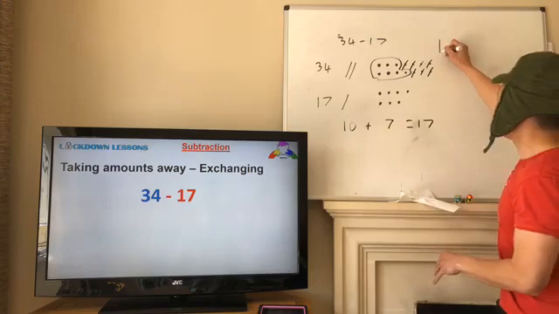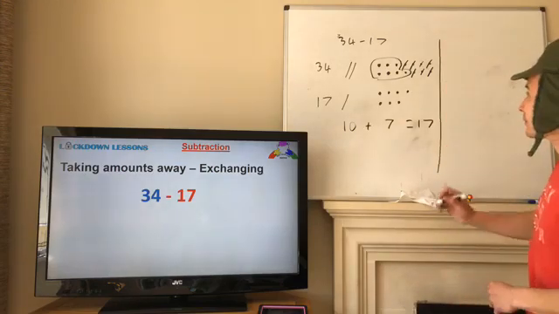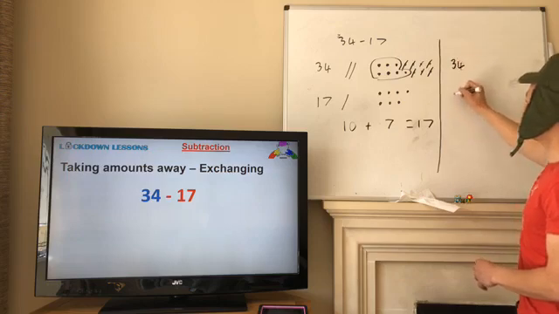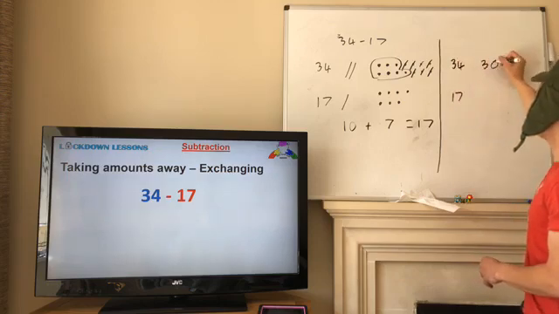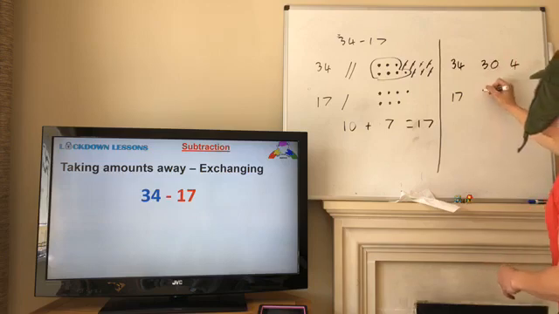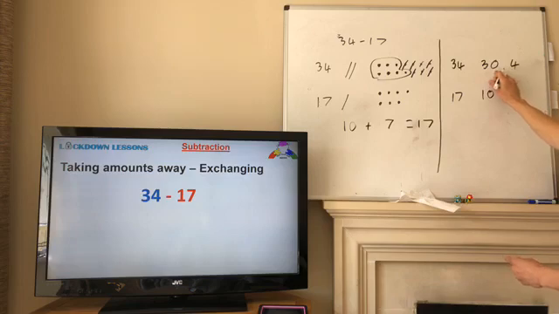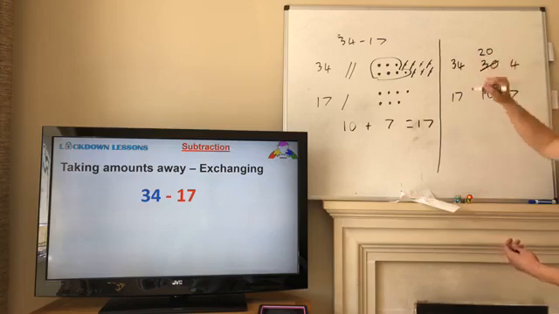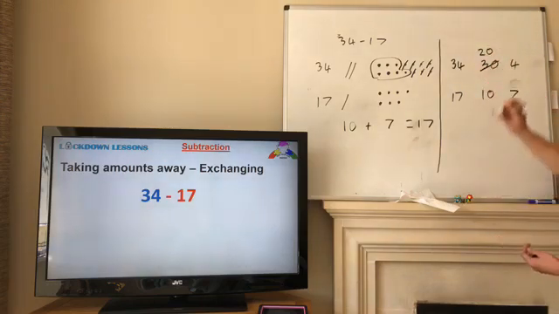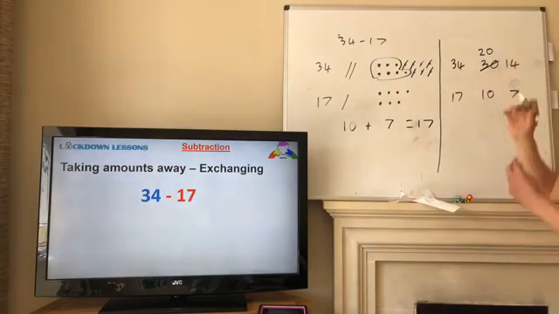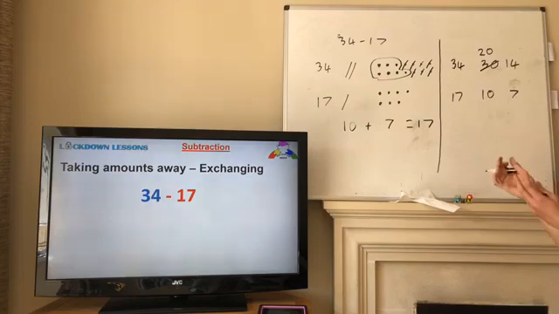Now then, if you want to do this in a slightly quicker way, you're going to do your 34 take away your 17. You're going to say, well, this is 30 and 4, and this is 10 and 7. You are still going to exchange. Instead of exchanging for dots, which is a bit quicker, you're going to exchange this to a 20, because you're exchanging one of the 10s, and then you make this into a 14. So you've just added the 10 onto the 4. So you might find this a bit quicker.